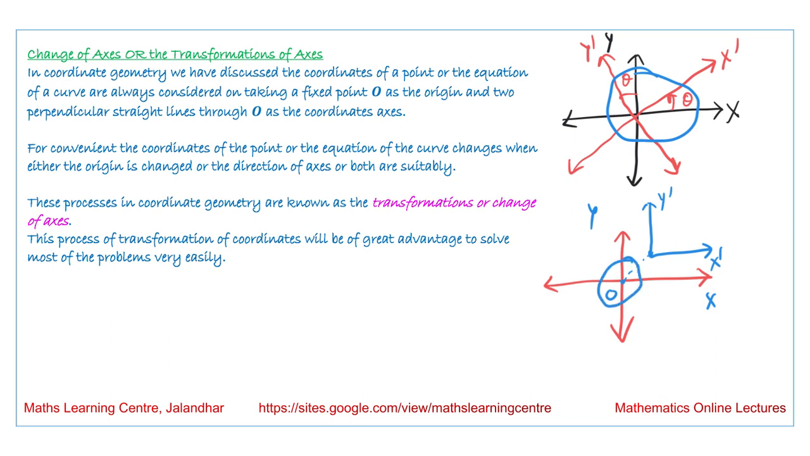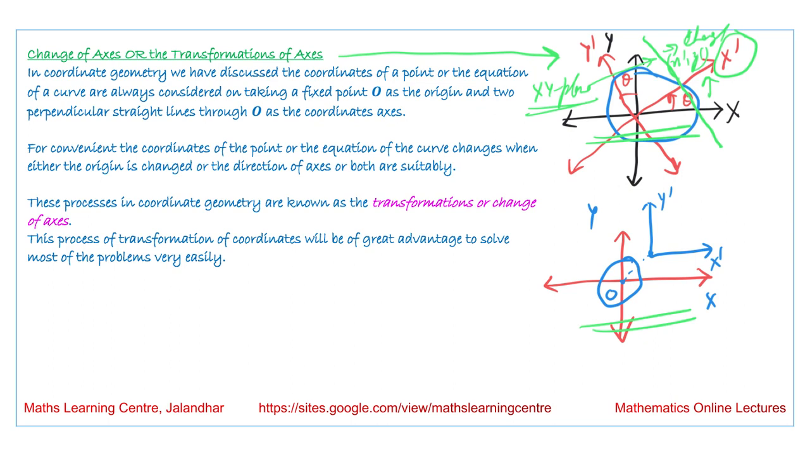Suppose I am considering the xy plane and a line over here. I have some equation of this line, and if I rotate the axes, the equation of this line will change. It will be in x dash and y dash. So we have to study these kinds of transformations: if we rotate the axes or shift the origin, what kind of change is there in the given equation.